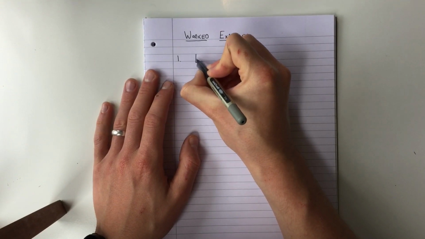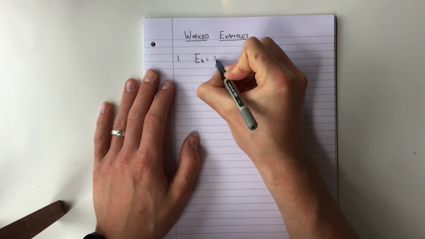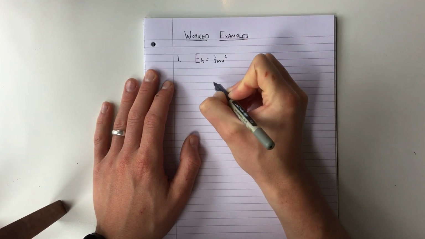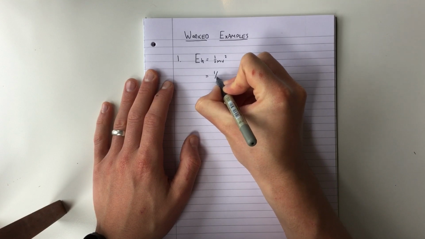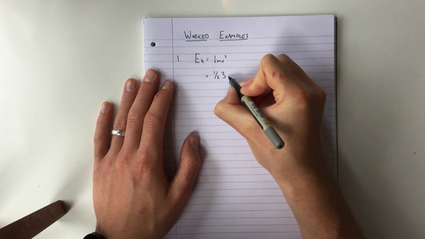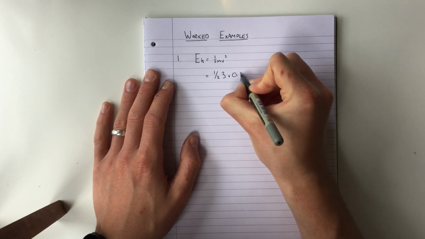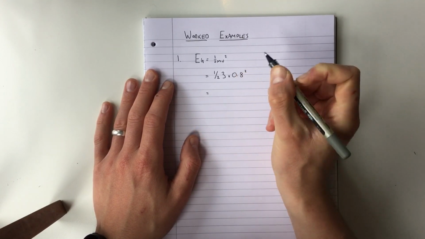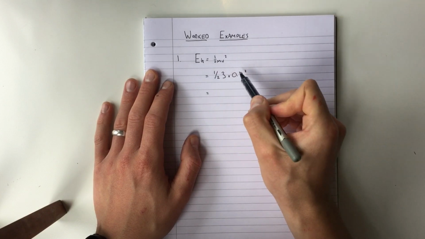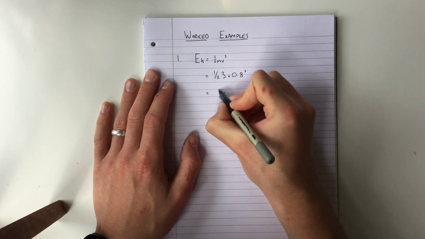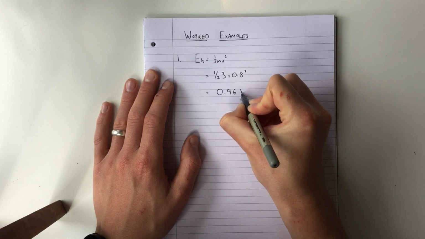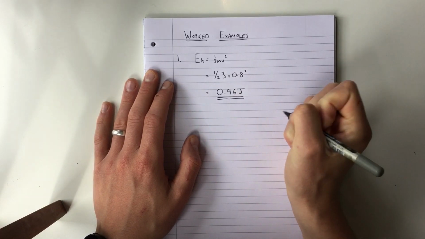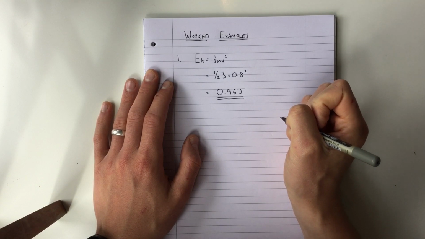So for the first one, it says, what is the kinetic energy of a 3 kilogram trolley moving at 0.8 meters per second? So we know that it's kinetic energy, so I'm just going to write that equation down. EK equals a half mv squared. Now, a half, the mass was 3, and then it said times 0.8 squared. I'm just putting in what's in the question into my equation. I'm going to do that in the calculator. I just get 0.96 joules, which is our answer. So the first one's nice and straightforward.